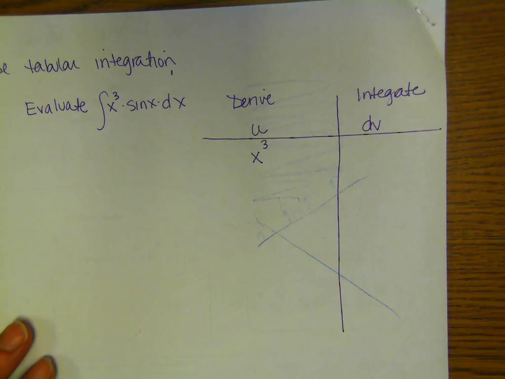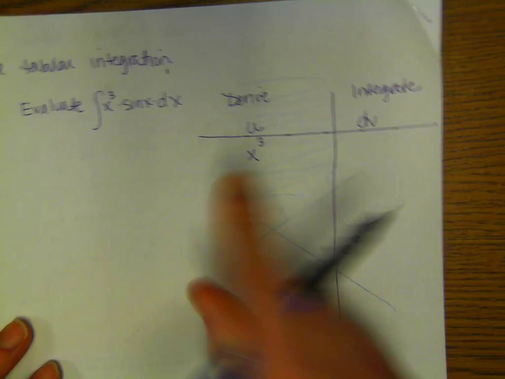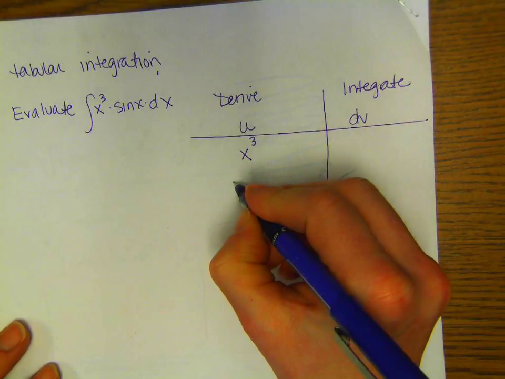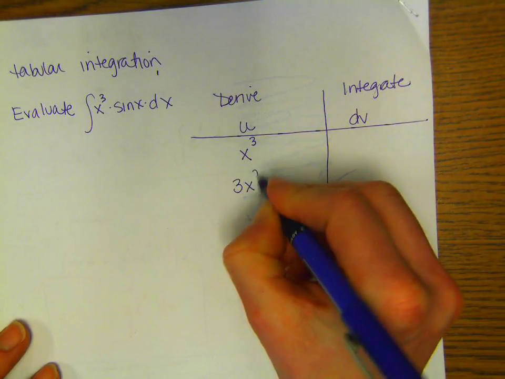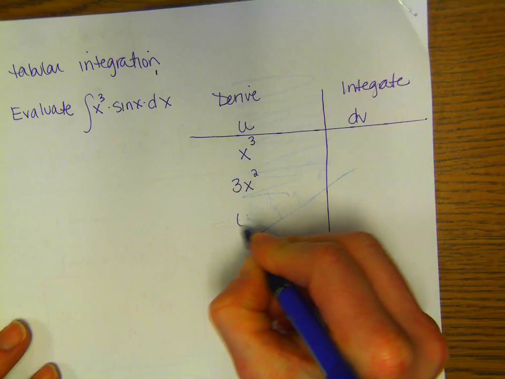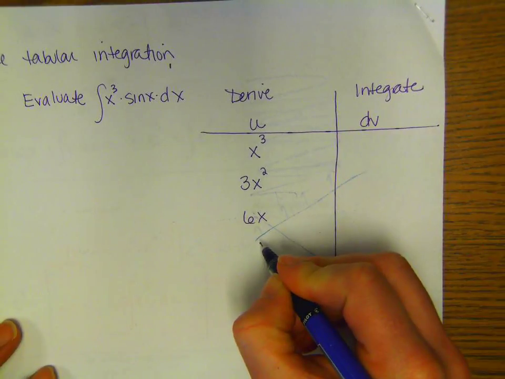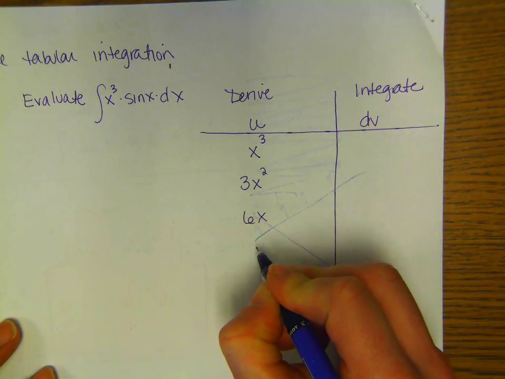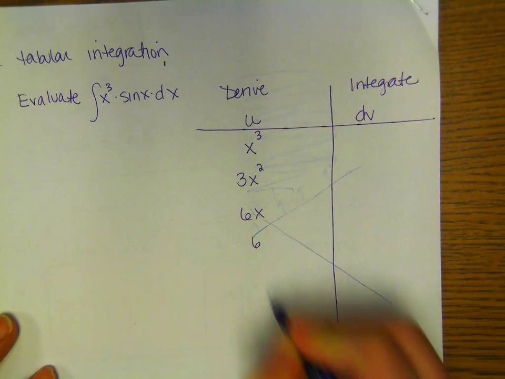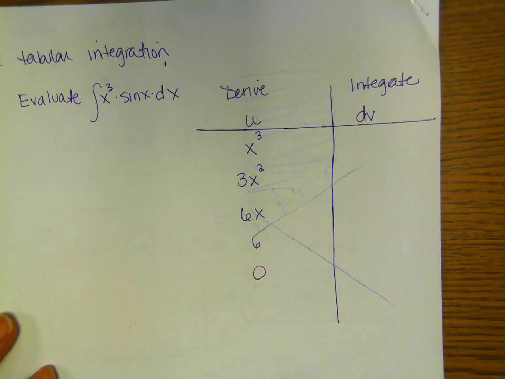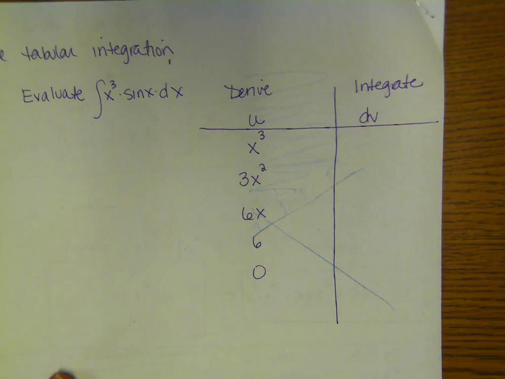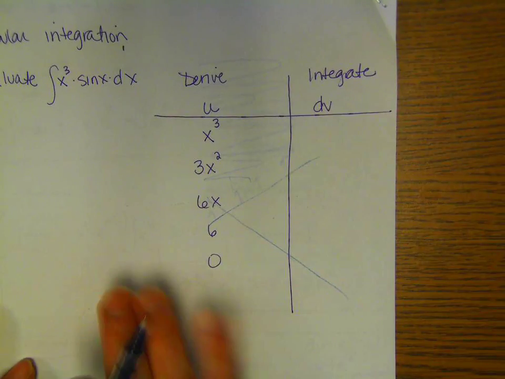So what would come next? 3x squared, 6x, six, 0. Okay. Now we are going to integrate dv until we get to the same level as 0.